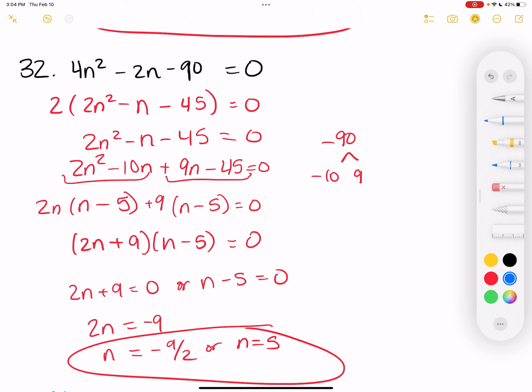Or if you use x's, that's fine. Anyways, set each piece equal to 0. 2n plus 9 equals 0. N minus 5 equals 0. Over here, subtract the 9. Divide by 2. Negative 9 halves. Over here, add the 5. N equals 5.